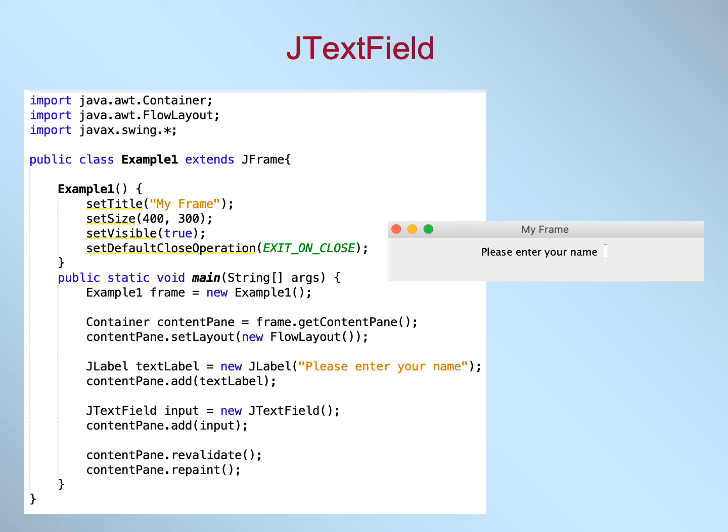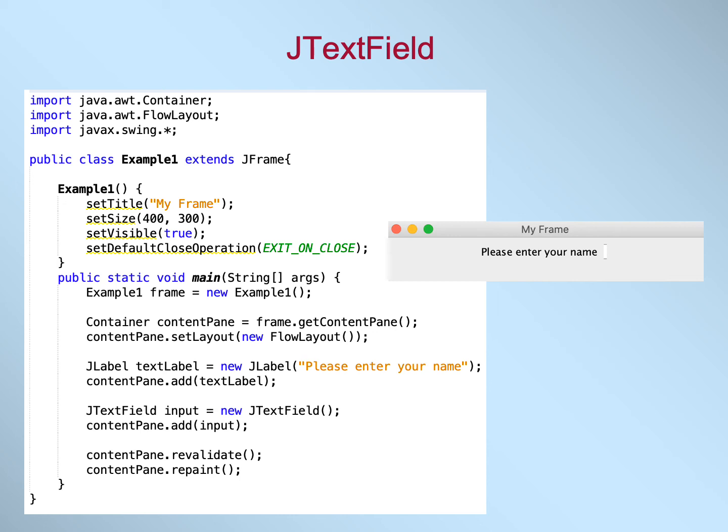So we have our container content pane equal to frame.getContentPane. The next line, we are setting the layout to flow layout. If we don't have that line, our label and also the text field will be on top of each other. So make sure that you remember to set the layout. We have a JLabel that is called text label, and it will display "please enter your name". And then we have our JTextField, and then we add that onto our content pane.